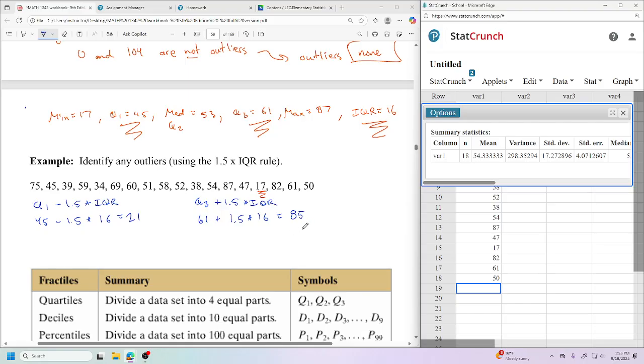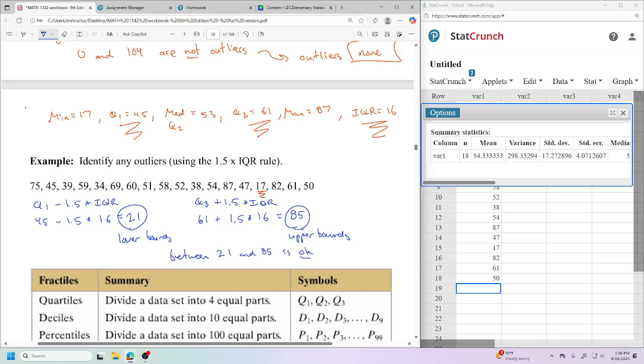All right, cool. So this is supposed to be the upper and lower bounds. So this is the lower bound, and this is the upper bound. And so anything between 21 and 85 is okay. Everything is okay in there. But if it's not inside of that, then it's an outlier. So you said 17 was an outlier? It sure is. Because 21 is the cutoff line. Look, 17, then that would be an outlier.